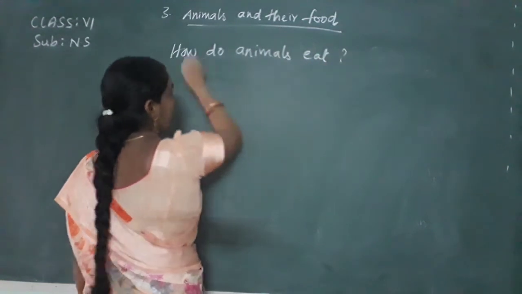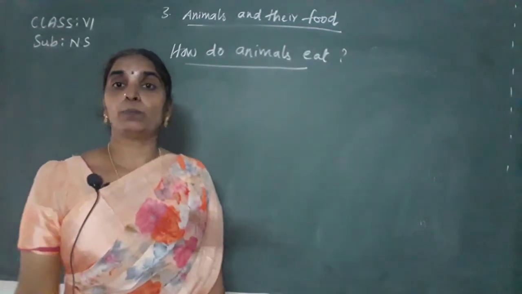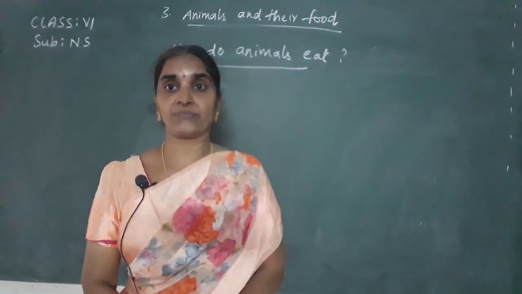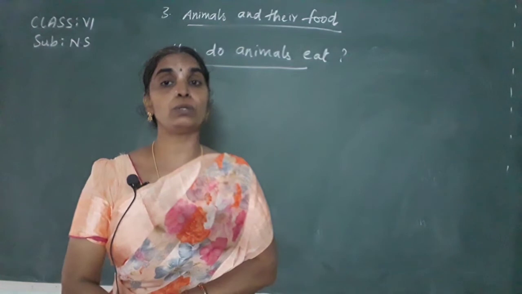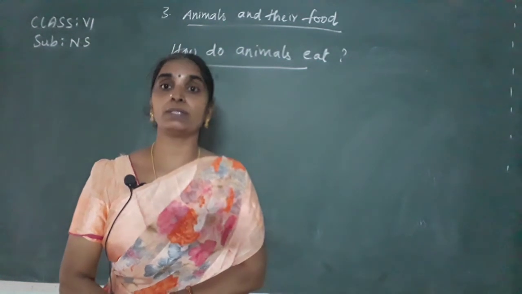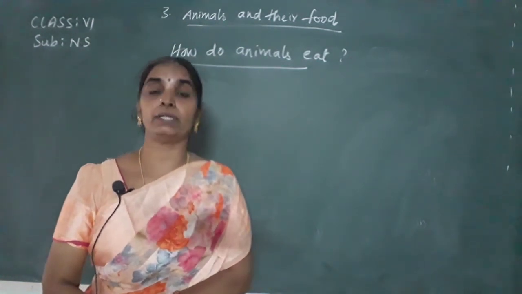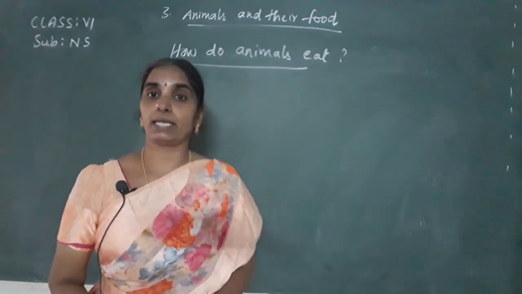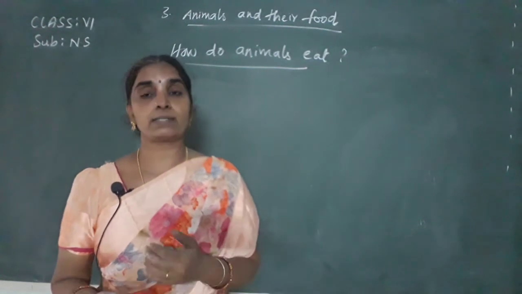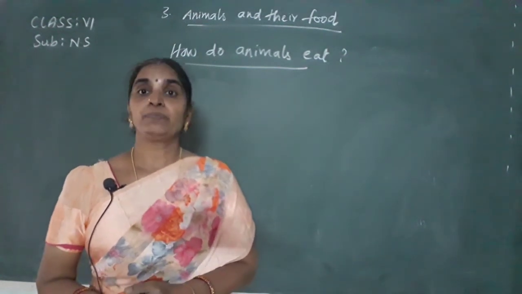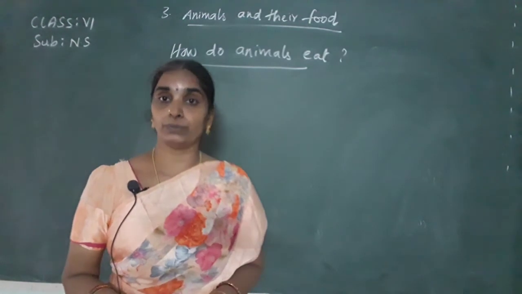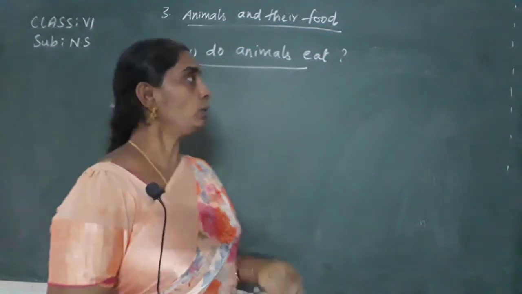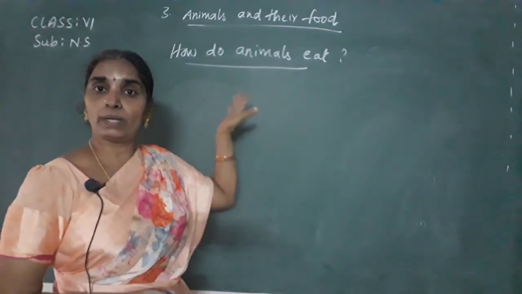So, what can we say about this? Animals eat both plants and animals. As you know, through the classification of the animals, we have understood through observation that some animals take plants as their food, some animals take other animals as their food, some animals take both plant products and animals as their food, and some animals take only fruits for their food, like bats, which are frugivores. Is it clear?